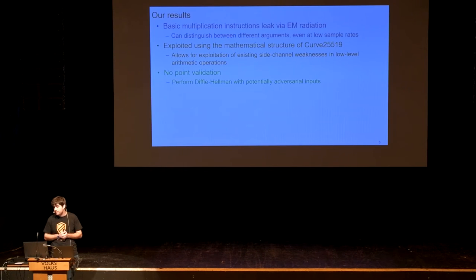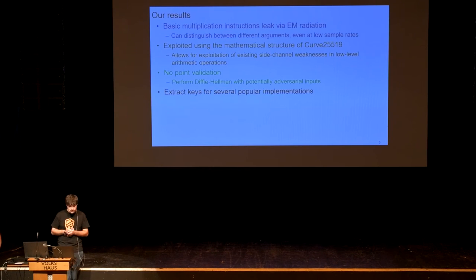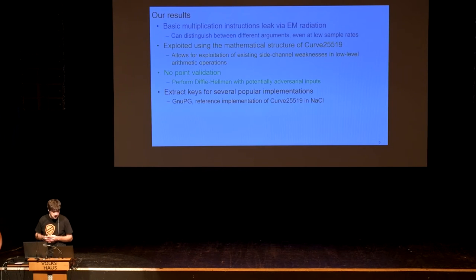And not only that, the problem is compounded by the lack of point validation. Because we canceled previous countermeasures that disable specific inputs, here every input is valid for the Diffie-Hellman, so the adversary has another degree of freedom in choosing the inputs to exploit the curve structure and the leakage source. Now, all of this resulted in a key extraction for several popular implementations, GnuPG, which is a common cryptographic library, but also the reference implementation as given in SOLT.